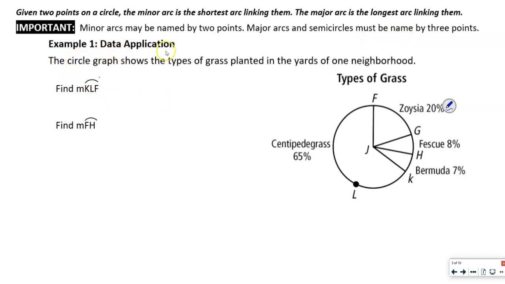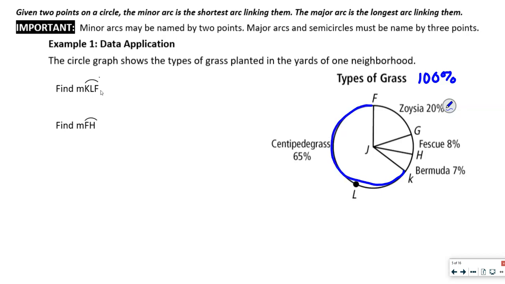So we're going to do a data application here. The circle graph shows the types of grass planted in yards of one neighborhood. So we've got a variety of grasses here, right? This is asking us to find the number of degrees the arc is, okay? Hopefully you know that if we're looking at a graph like this, then all of those percentages add up to be 100, right? That's a pie chart, okay? So we're going to find the measure of arc KLF. So KLF is this over here.